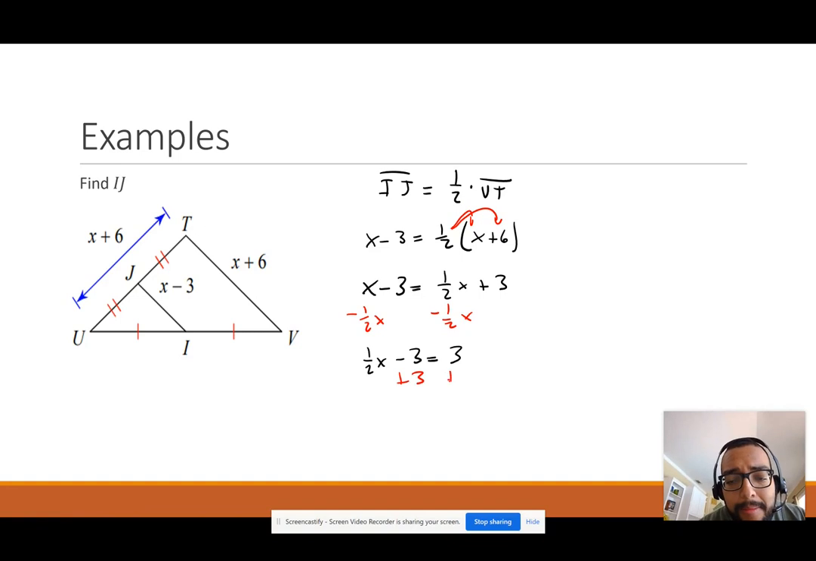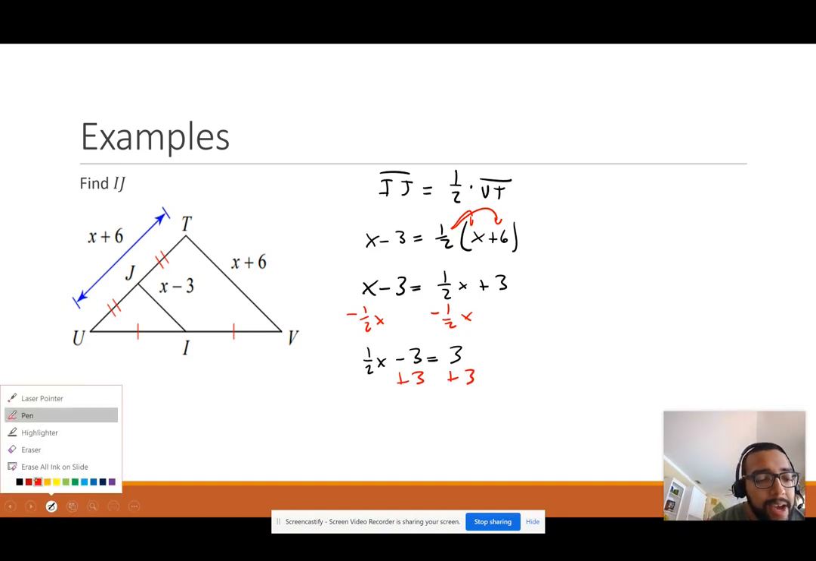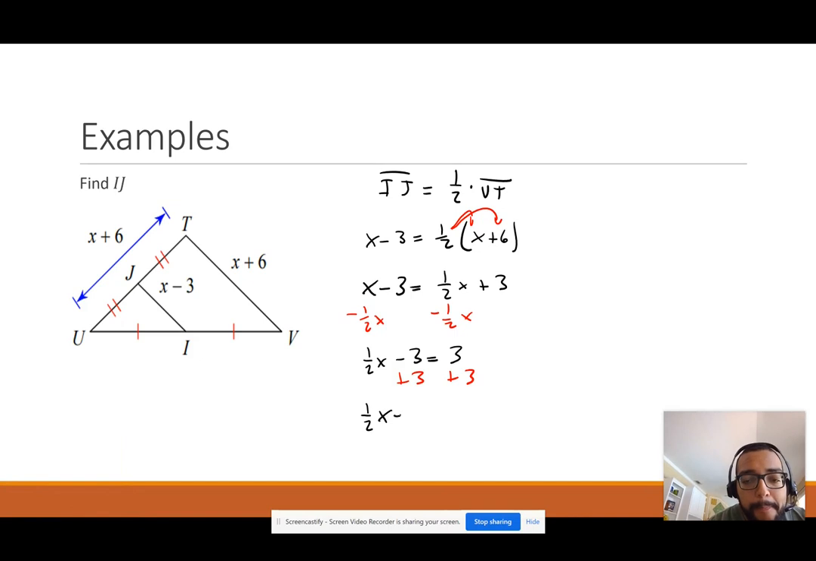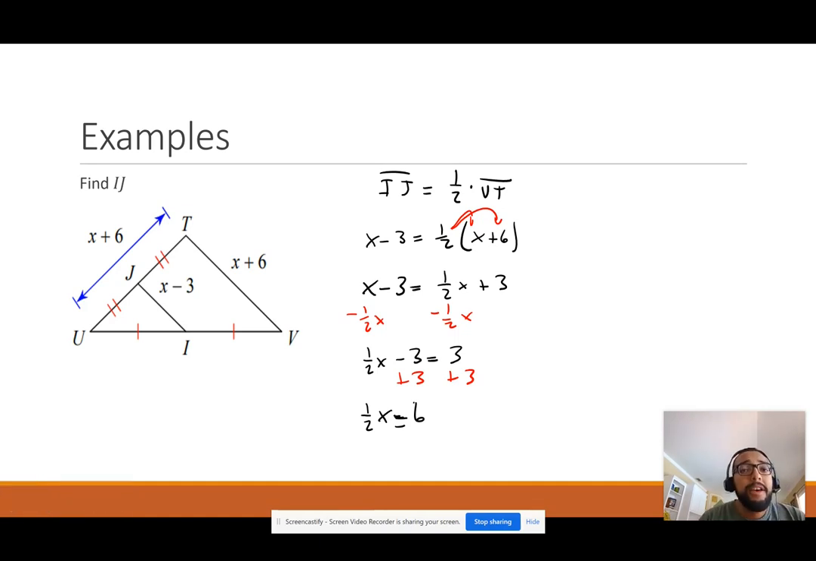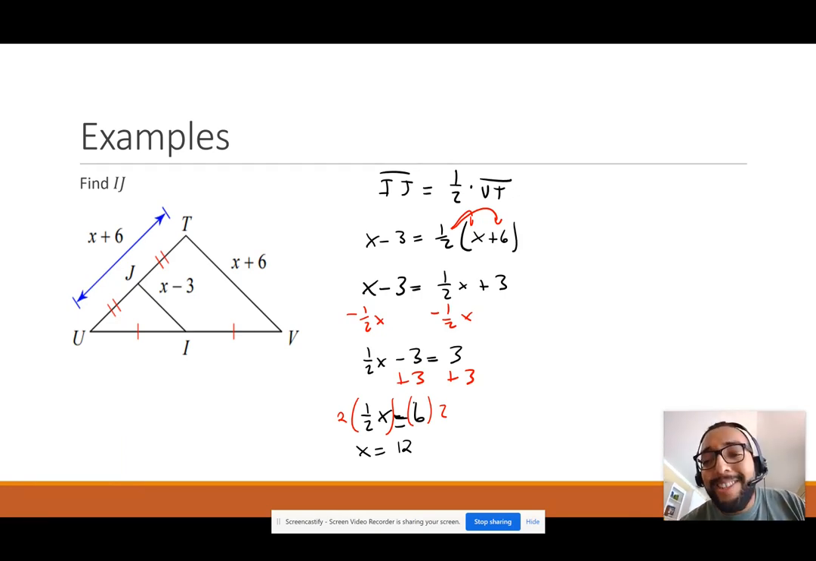So now we got 1/2 x equals 6. And here, again, remember, to get rid of a fraction, you multiply by its denominator. So that means I'm going to multiply both sides by 2. But again, are we done? We are not, Mr. Garcia, because you will fix your error unlike last time.